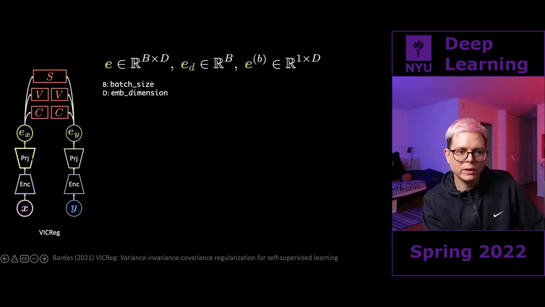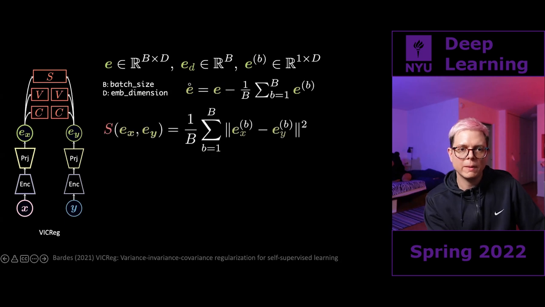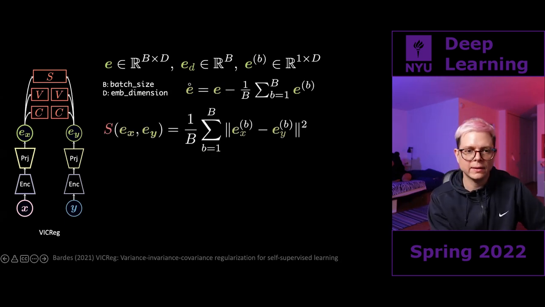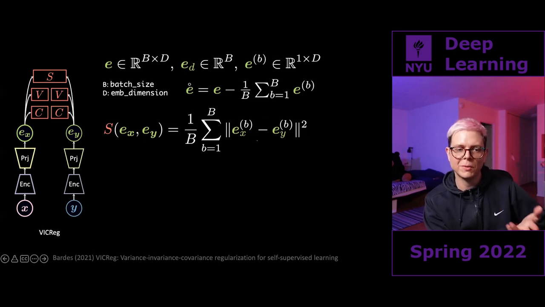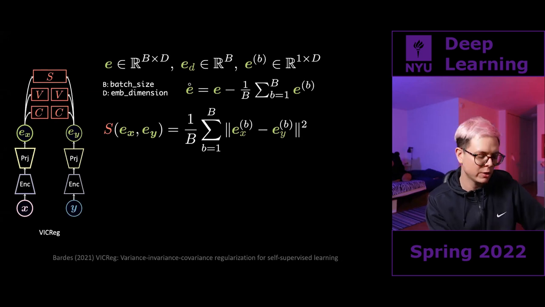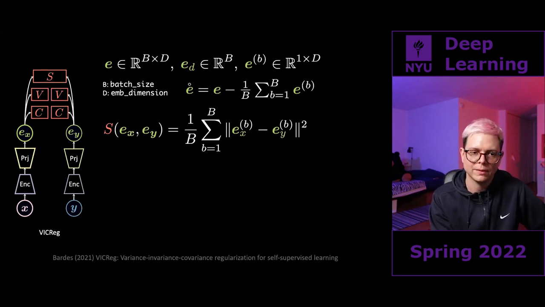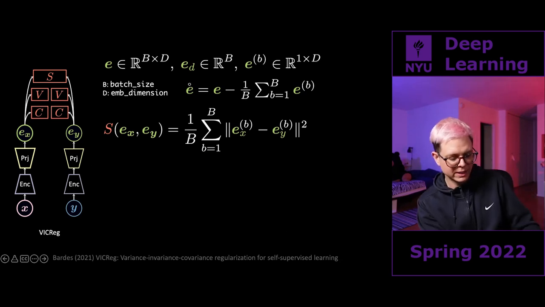So what these two things are doing is, the first one is going to have this similarity cost. We're basically trying to get these two representations to be close together. But if we just do that, we know that the model can simply come up with the constant solution. And so we have to introduce two additional terms.